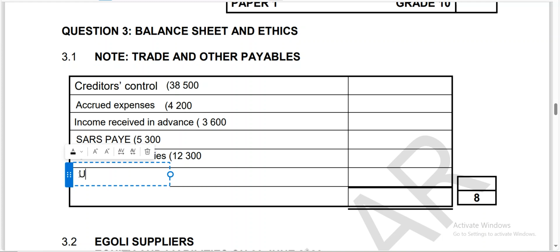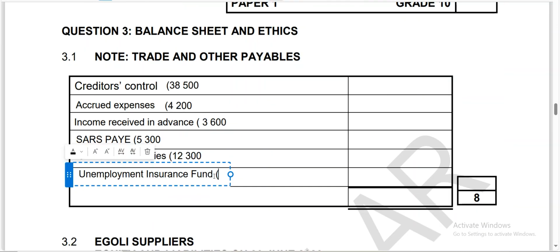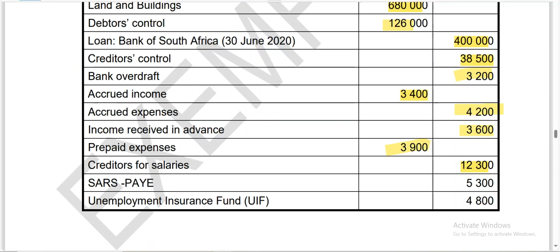Unemployment, because you must not write abbreviations in the exam. Unemployment insurance fund, according to here, our UIF becomes 4,800. So in so doing, we have already collected some marks for entering those amounts.